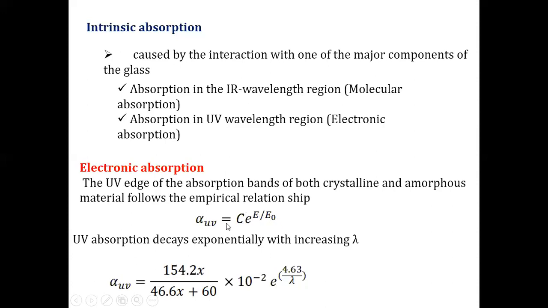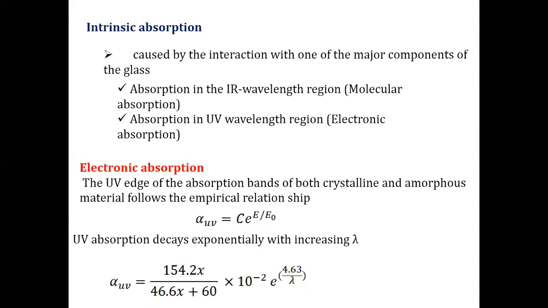Here the values of C and E naught are empirical constants. E represents the photon energy. The UV absorption decays exponentially with increasing wavelength lambda.